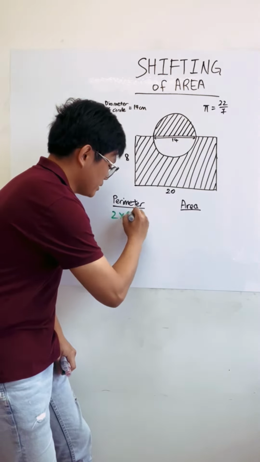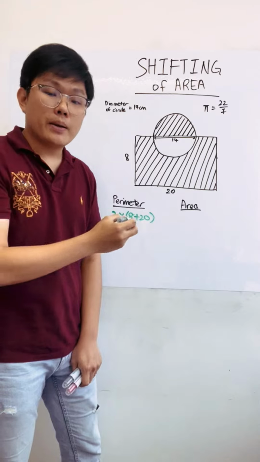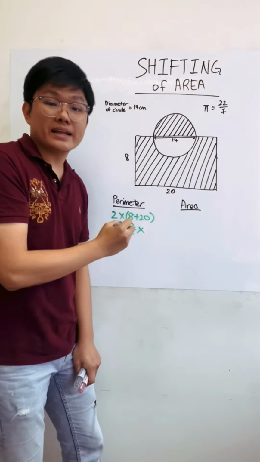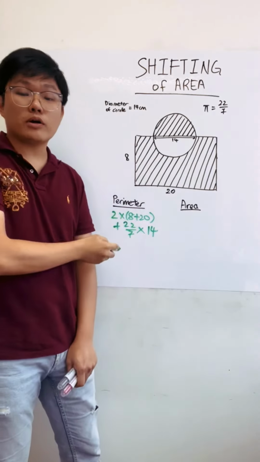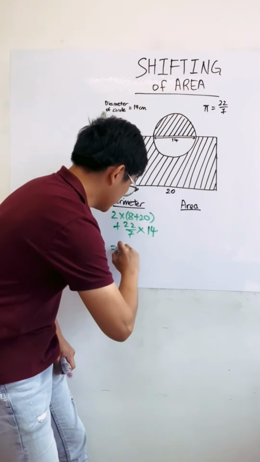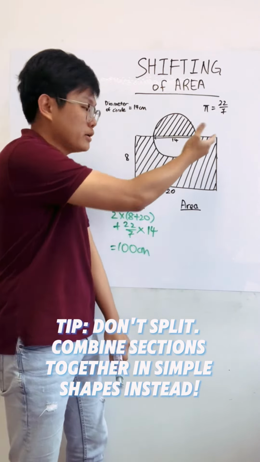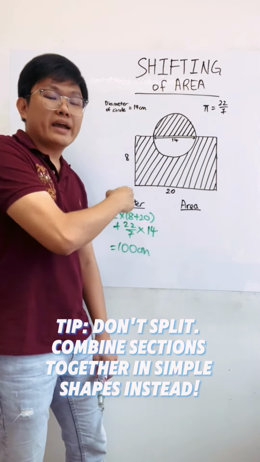Twice of the breadth plus the length, and subsequently just adding on with our circumference of the circle, being pi d, 22/7 multiplied by the diameter, which is 14. If we do our calculations over here, we simply get 100 centimeters. You can see, rather than splitting them into different sections to count, we actually made it very simple. A rectangle and a circle.